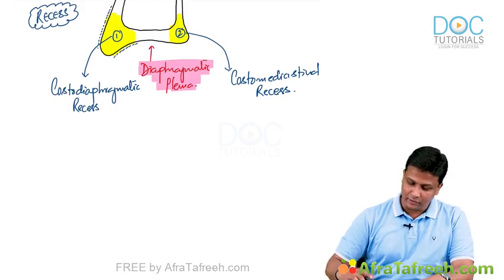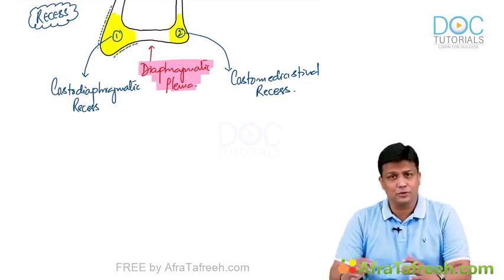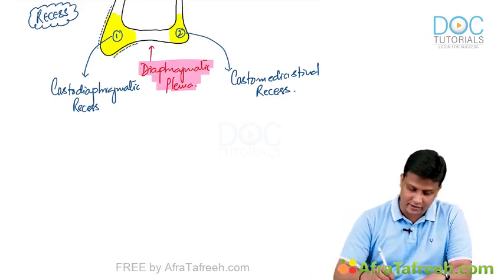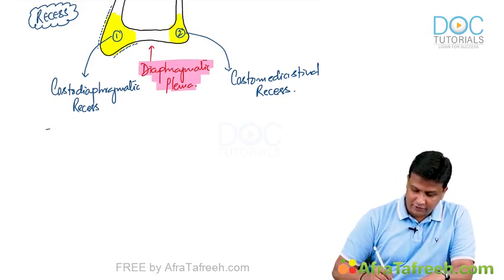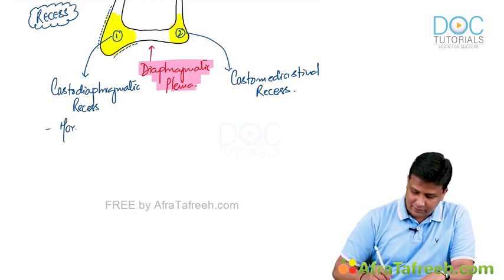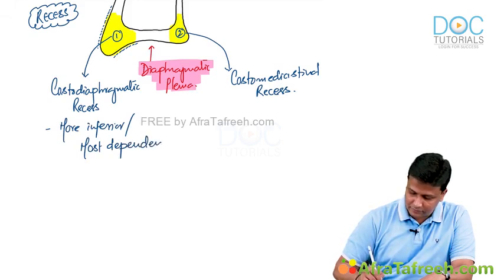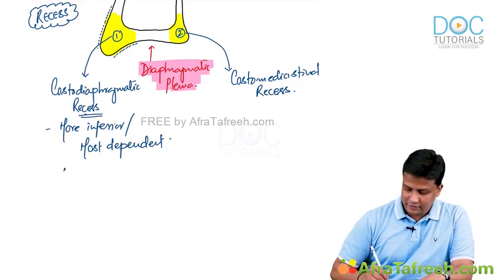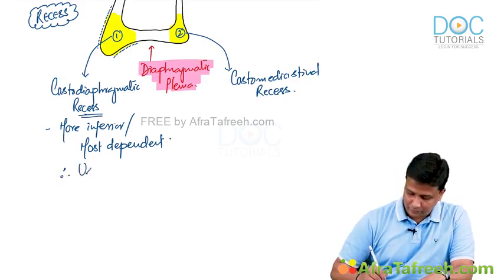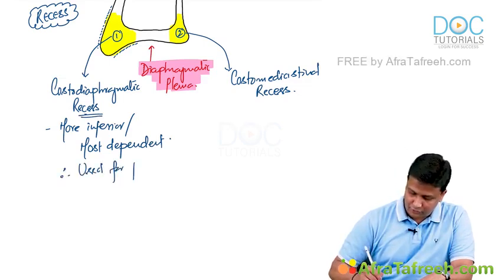So you have to remember that out of these two recesses, the costomediastinal recess and the costodiaphragmatic recess, the costodiaphragmatic recess is more inferior. We can also use one more word: it is the most dependent recess. Out of the two recesses, the most dependent one is the costodiaphragmatic recess. That's the reason why it is used for pleural tapping.